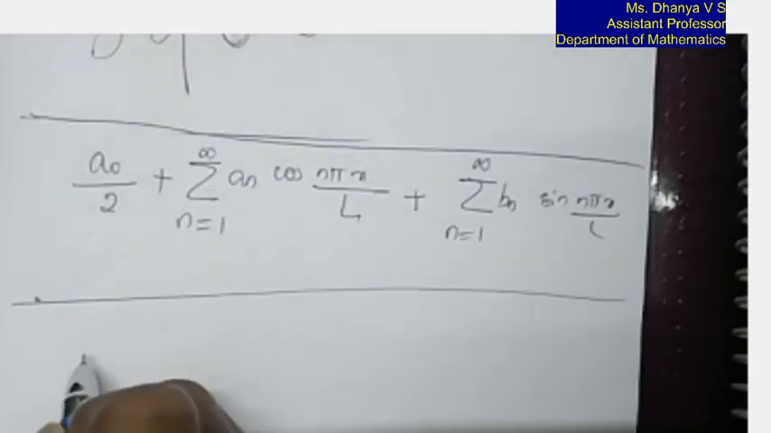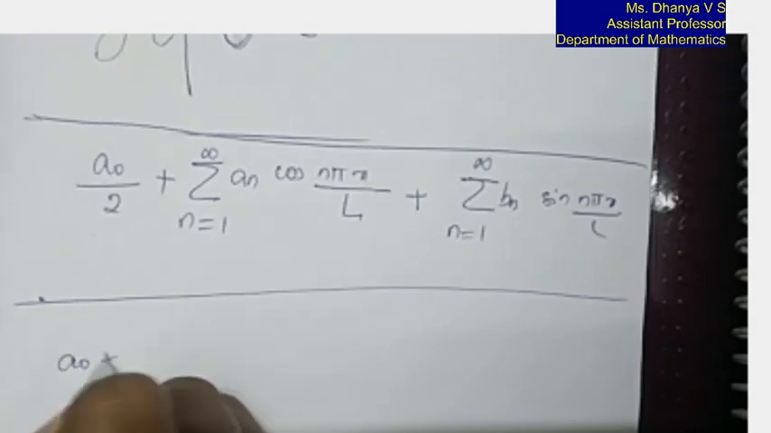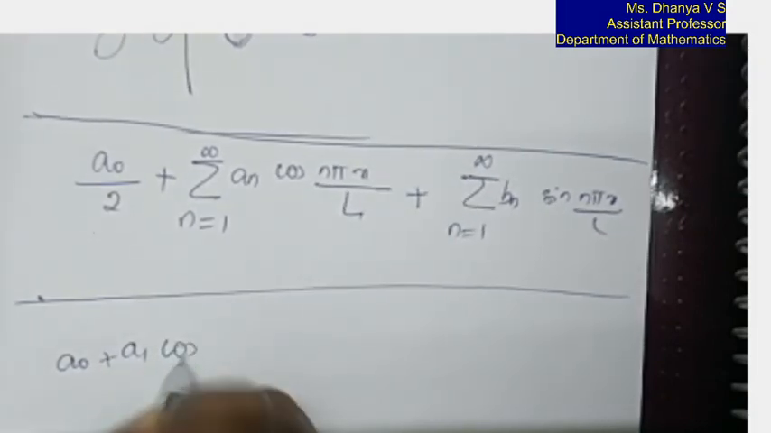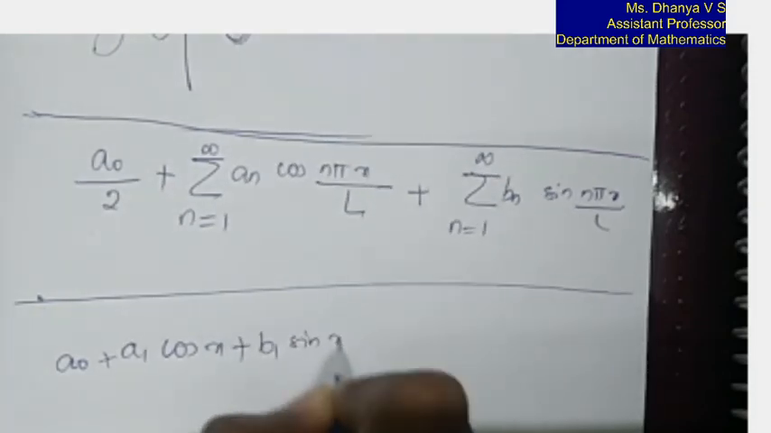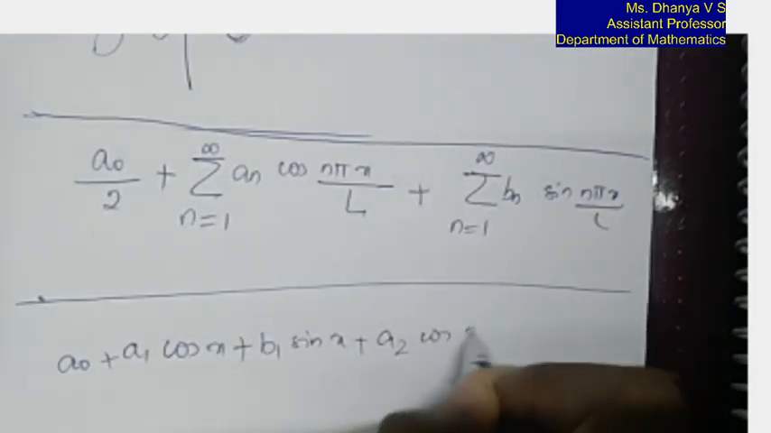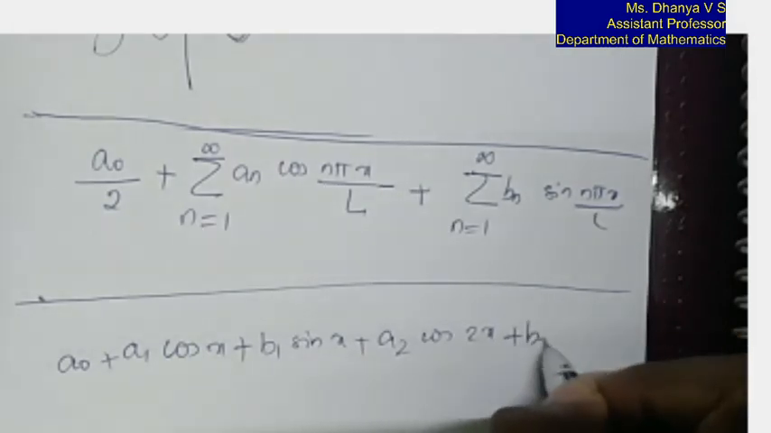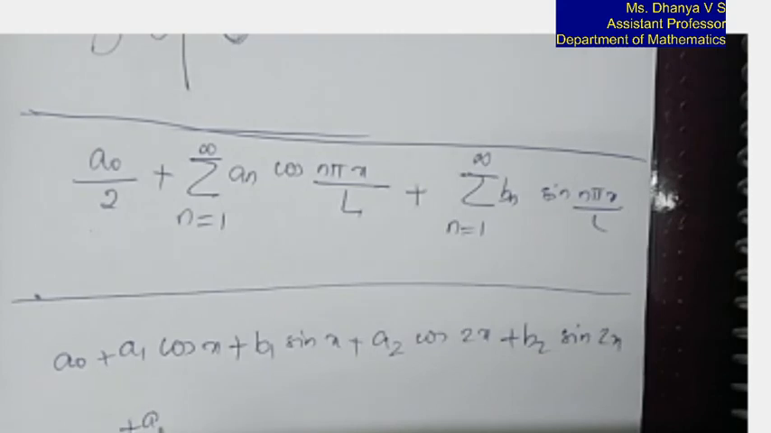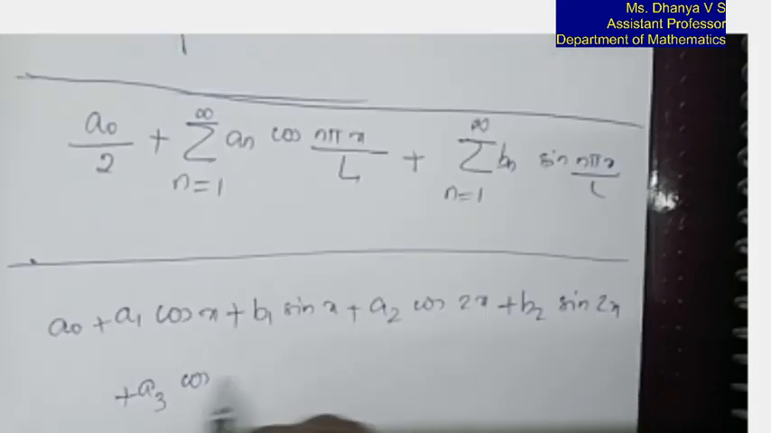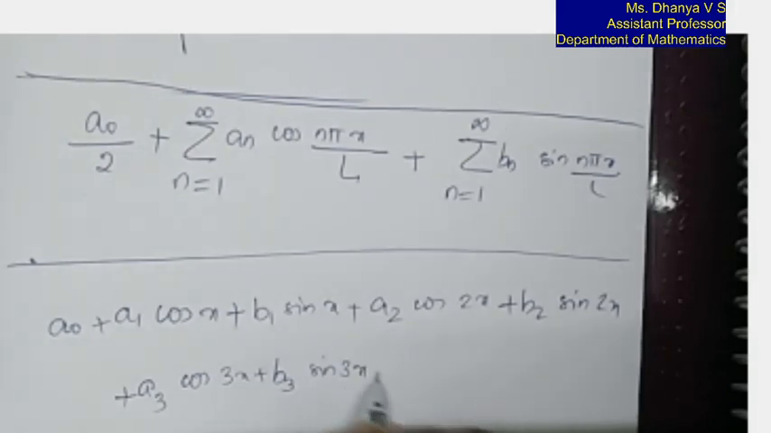So first consider a series of the form a naught plus a1 into cos x plus b1 into sin x plus a2 into cos 2x plus b2 into sin 2x, plus the next term, a3 into cos 3x plus b3 into sin 3x, plus etc. Now I think you have got the pattern, right?